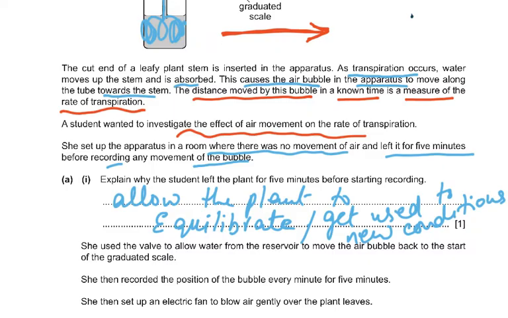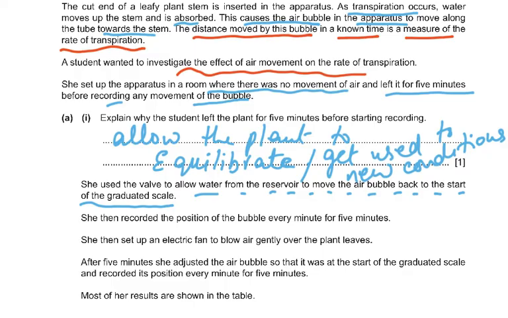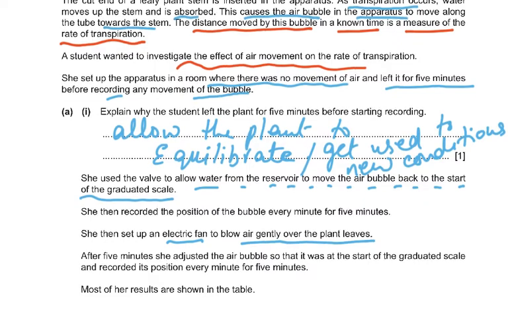She used the valve to allow water from the reservoir to move the air bubble back to the start of the graduated scale. Now that's called reset the apparatus. She then recorded the position of the bubble every minute for 5 minutes. She then set up an electric fan to blow air gently over the plant leaves. After 5 minutes, she adjusted the air bubble as it was at the start of the graduation tube.